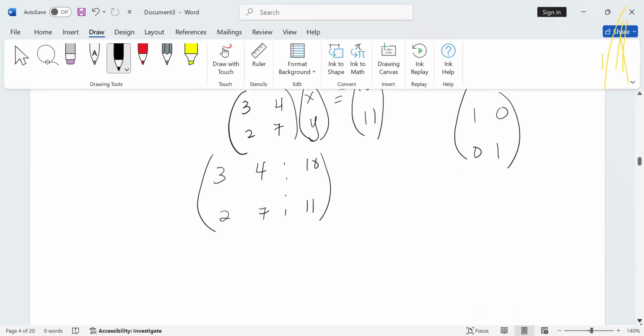So here we'll just do the same thing. We want 1. We just take R1 minus R2. 3 minus 2 will give us 1. 4 minus 7 will give us minus 3. 10 minus 11 is, 10 minus 11 is minus 1.